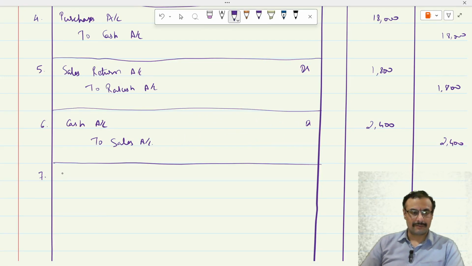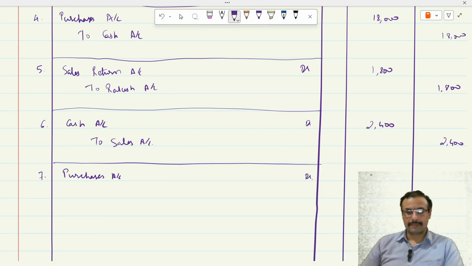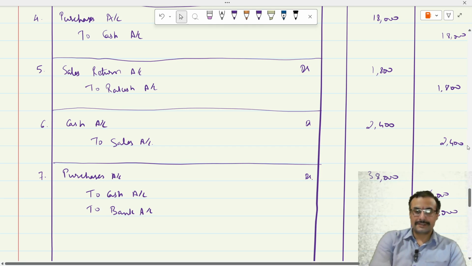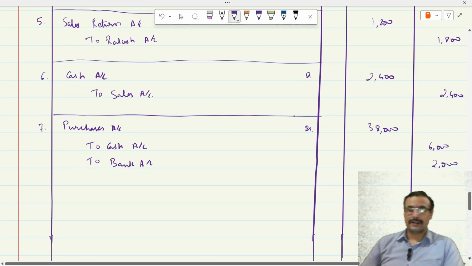We'll have to pay to Rajan. So the journal entry will be purchases account debit. How much is the total purchases? 38,000. Alright, then how much cash did we actually pay immediately? To cash account 6,000. How much of check did we give immediately? To bank account. Do not write check account, it is always to bank account 2,000. Out of 38,000, we have settled off 8,000 immediately.